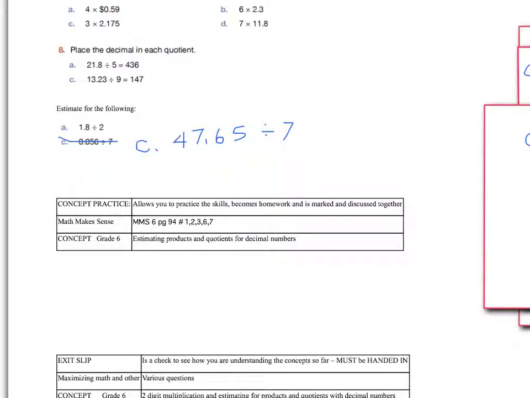All right, at this point you're moving on to your concept practice, and you are practicing estimating with products, which is multiplying, and quotients, which are division, and all of them will have decimal numbers. So estimating with multiplying decimal numbers and estimating with dividing decimal numbers. Remember, this allows you to practice the skill. It will become homework. We will mark and discuss it. Make sure that you are showing all of your work. Any calculator is not an option. You may only use a multiplication table. We are working on page 94 of Math Makes Sense, grade 6, numbers 1, 2, 3, 6, and 7, making sure you show your work.